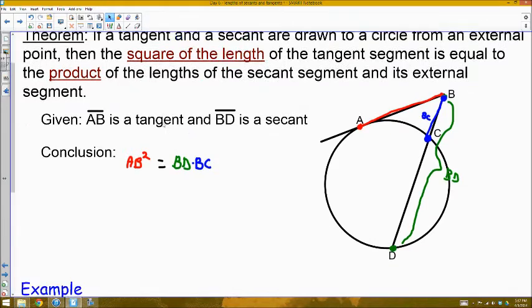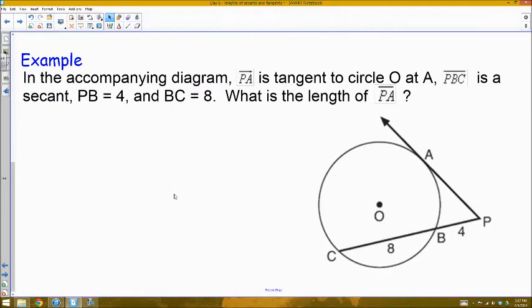In a numerical example, we can look at this relationship where I have tangent segment PA to circle O and secant segment PBC, where PB is 4 and BC is 8. So let's label some parts. PB is 4, BC is 8, and I need to find the length of PA. So I'm going to call PA, the length of the tangent segment, X.